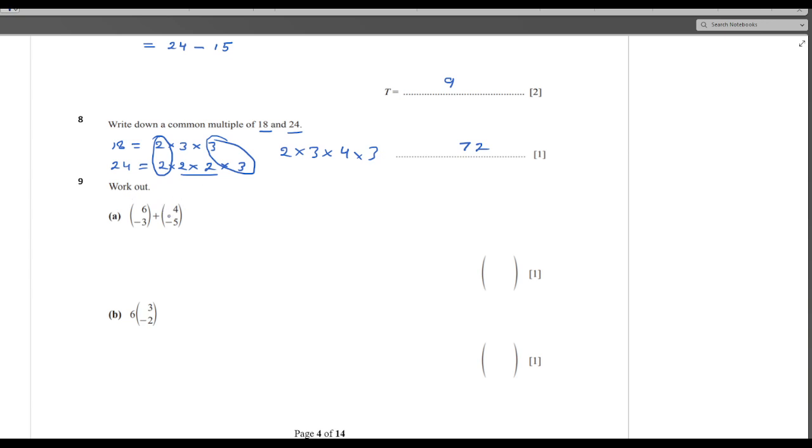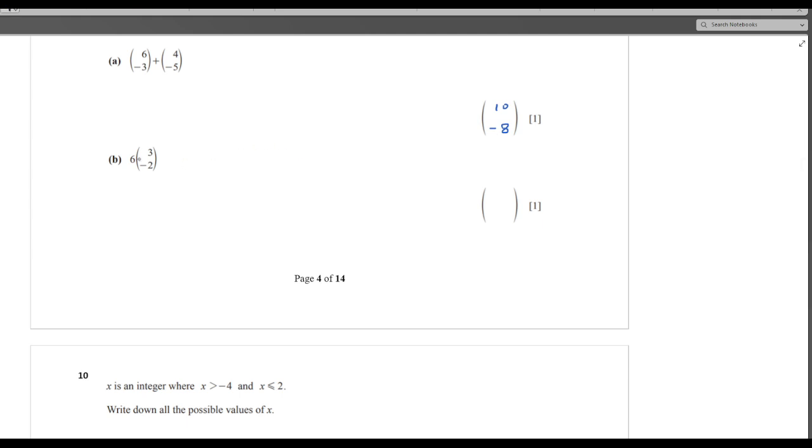Now, you have to work out, here it is addition. So 6 plus 4 I will add, it will give me 10. Minus 3 minus 5 I will add, it will give me minus 8. Then here 6 times 3 minus 2. So 6 times 3 is 18 and 6 times minus 2 is minus 12.